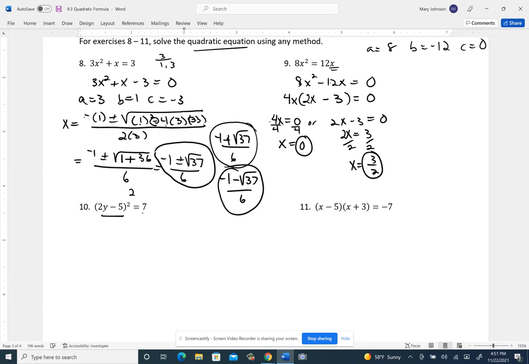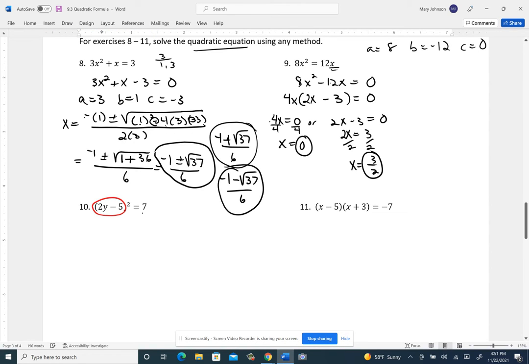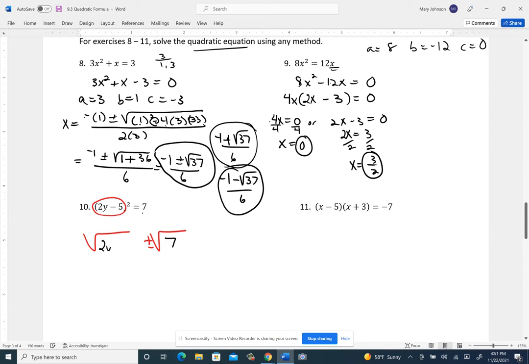That's what it is. Let me write that better. Let me show you what I'm talking about. So it's got something squared equals 7. So how about we just square root both sides? Don't forget to take both the positive and negative square root of 7 over here. So this is 2y minus 5 squared. We're going to square root that side and square root the other.